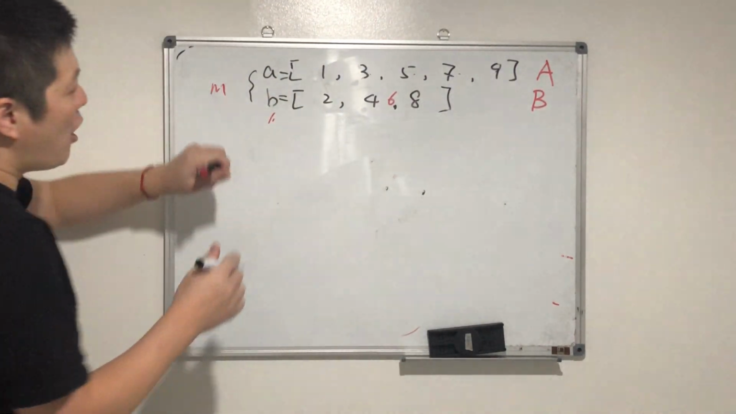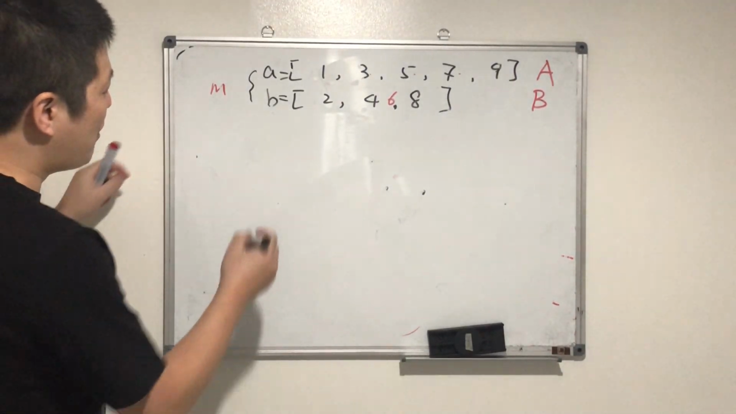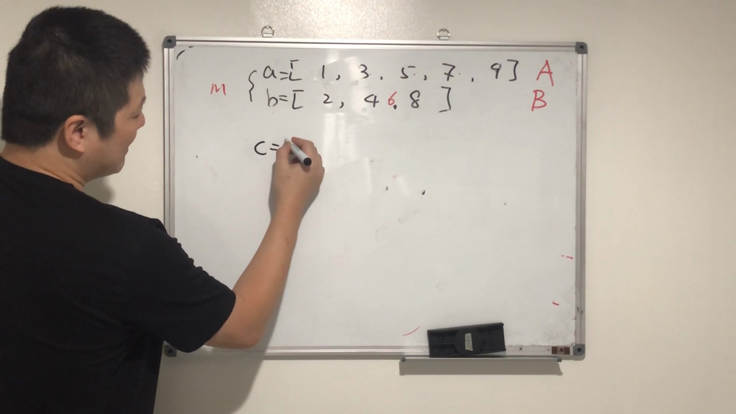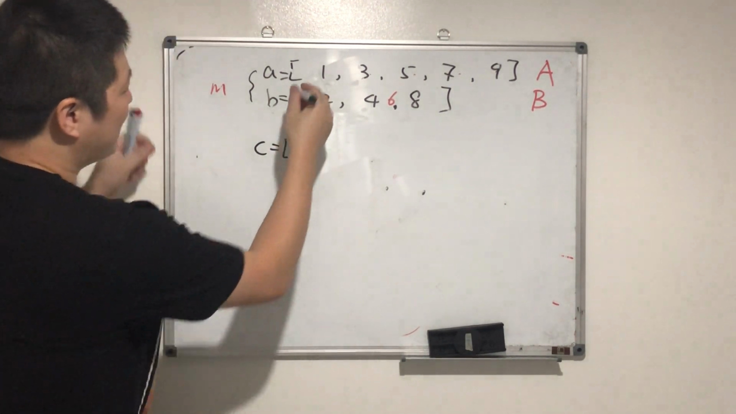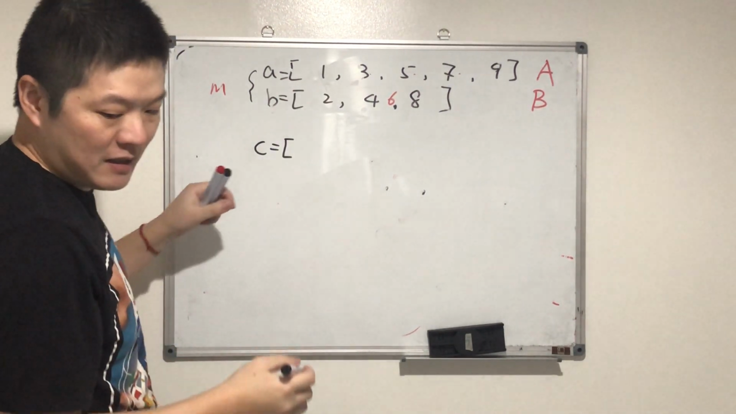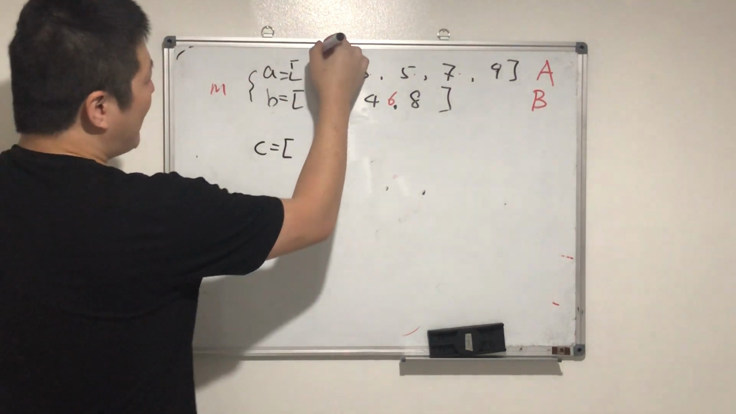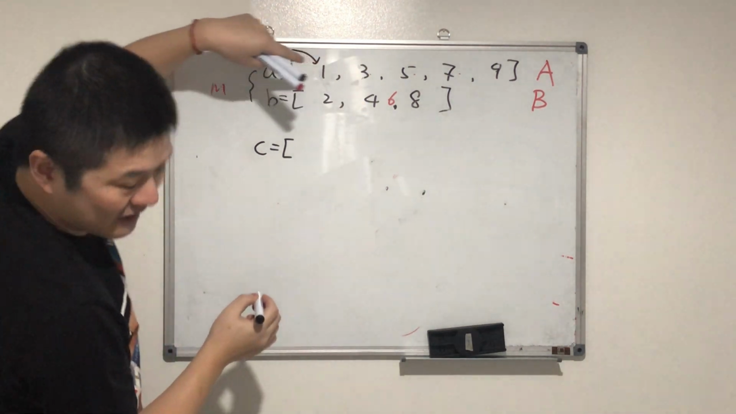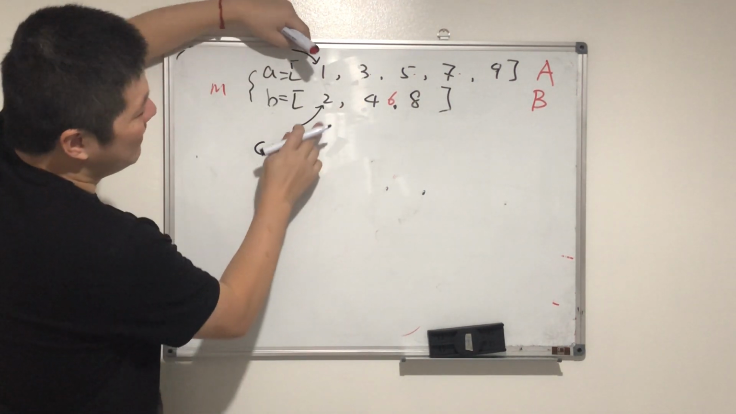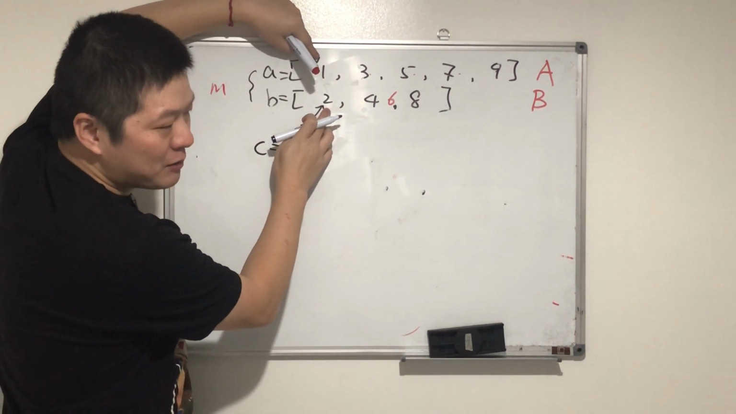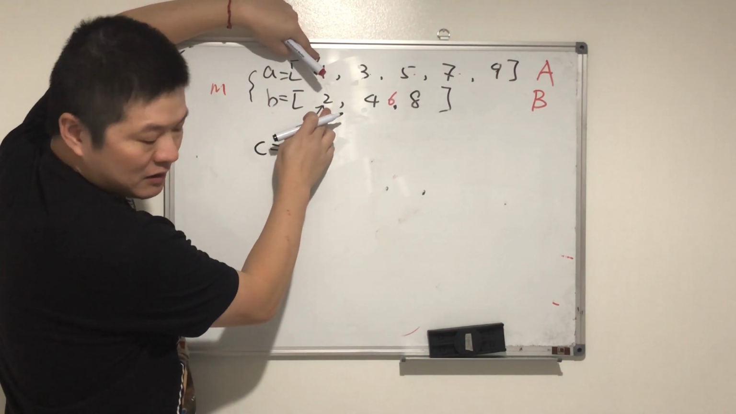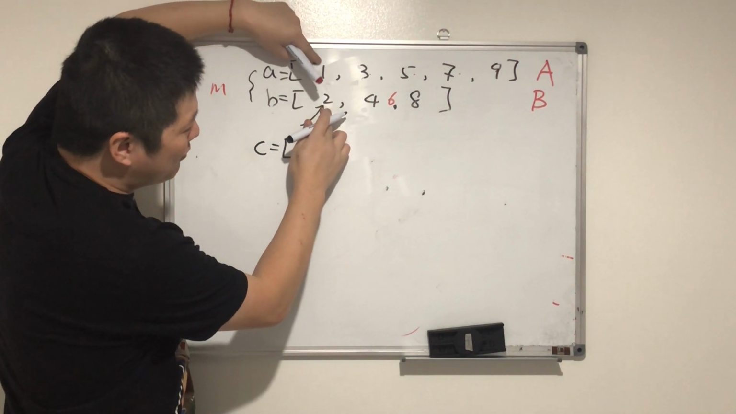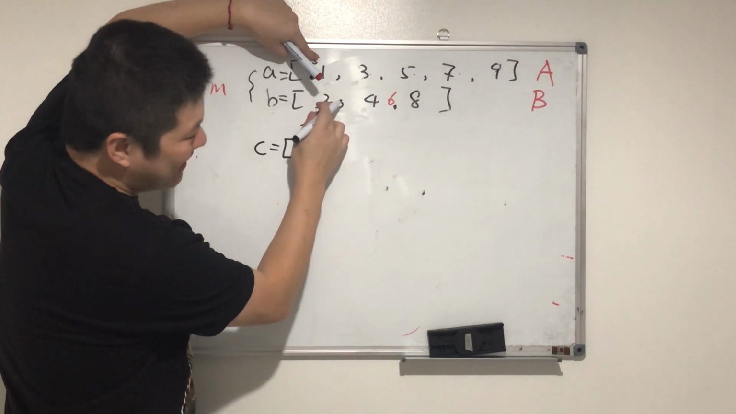How about this? I have two hands. Left hand here, right hand here. So I compare: is 1 smaller than 2? Yes. I put the smaller one, that's 1, here.